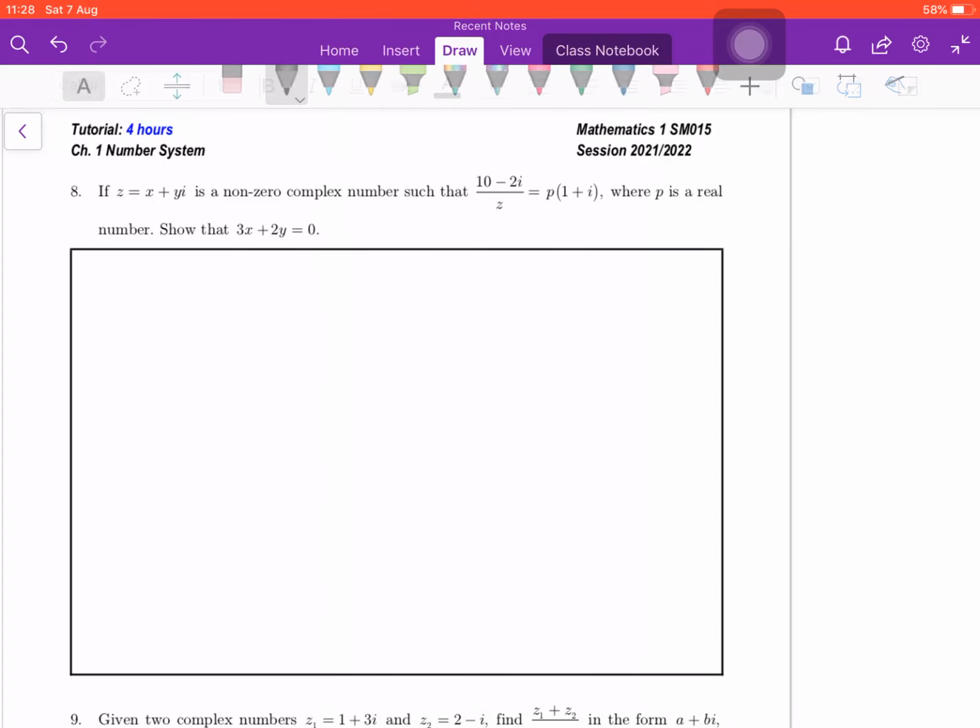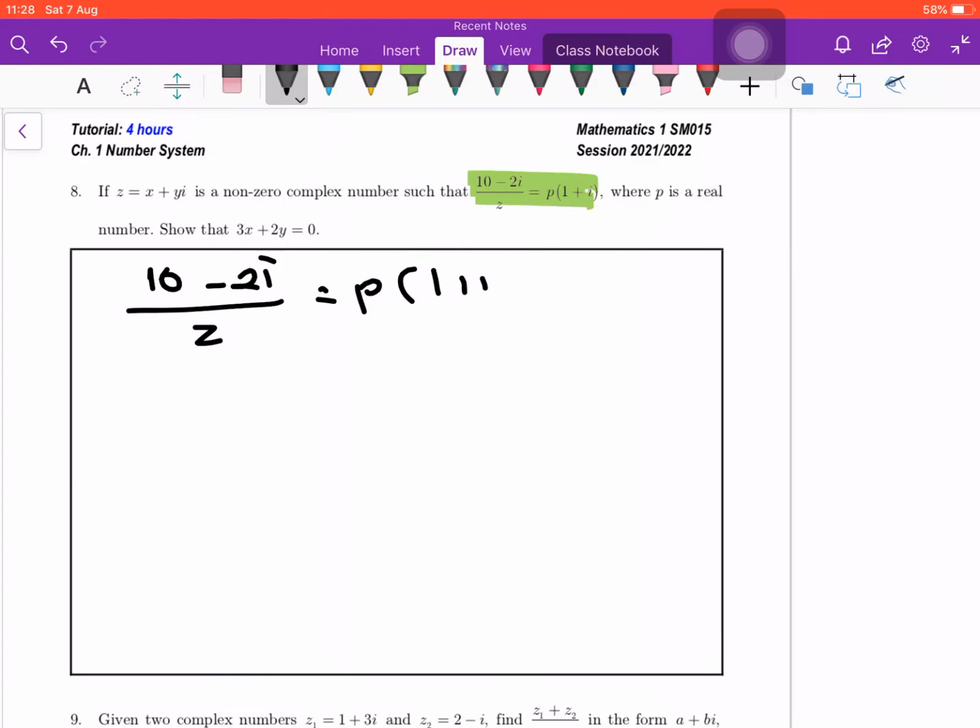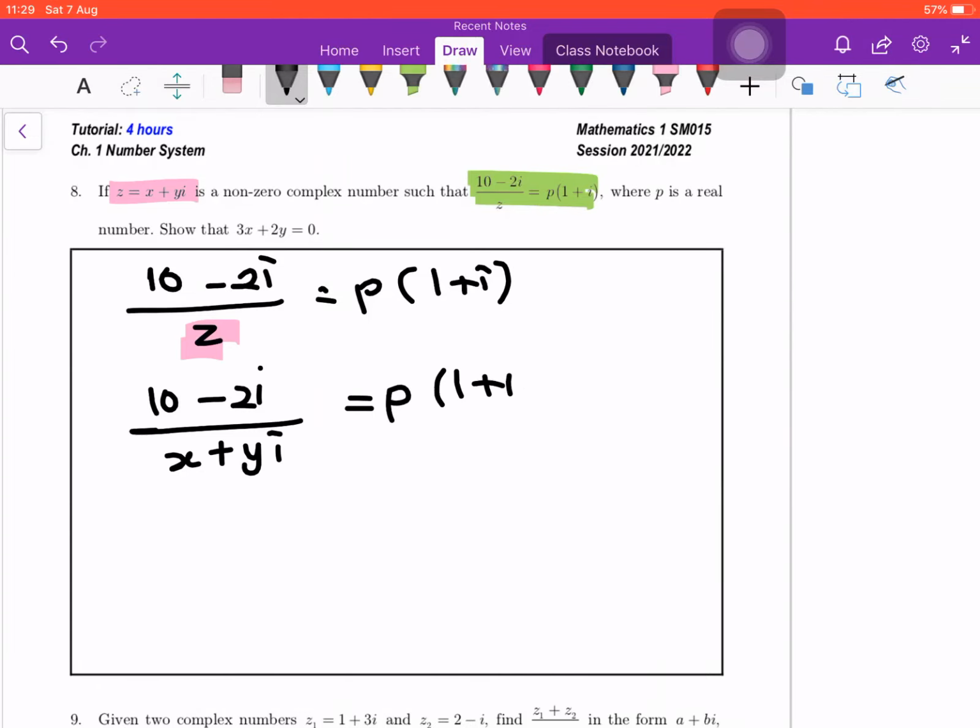Sekarang ni kita tulis balik semula kita punya formula yang diberi dalam soalan ni. Okay, so kita tulis balik kat bawah ni. 10 tolak 2i over Z equal to P(1 plus i). Okey, so kalau perasan kat sini, kita ada Z, betul? Z ni pun dah telah diberi dalam soalan, iaitu Z equal to X plus YI. So, apa yang nak kena buat ni? Substitute sahaja Z ke dalam equations inilah. So, 10 minus 2i over X plus YI sama dengan P(1 tambah i).